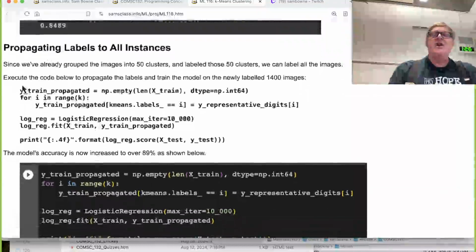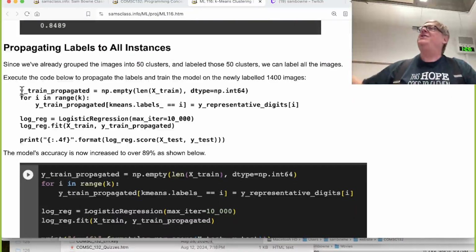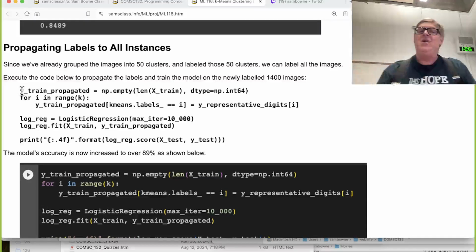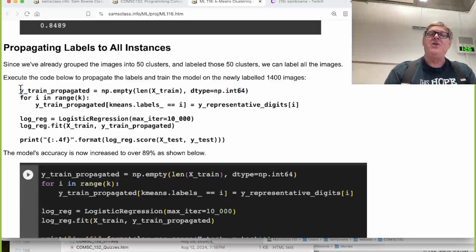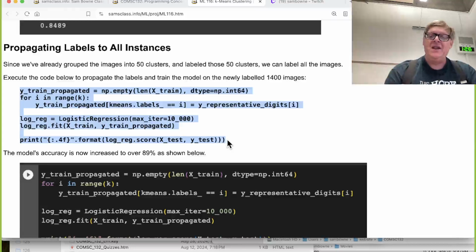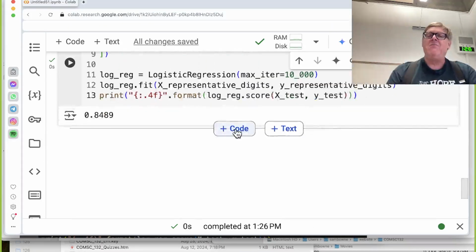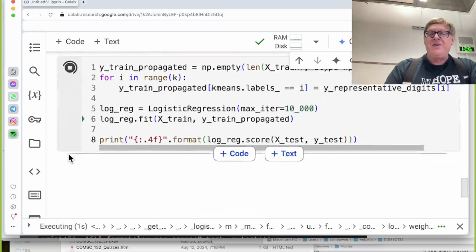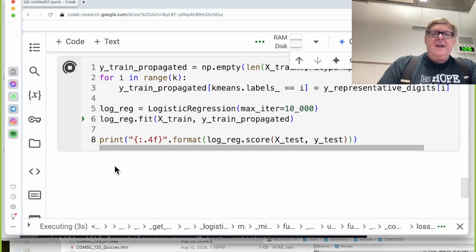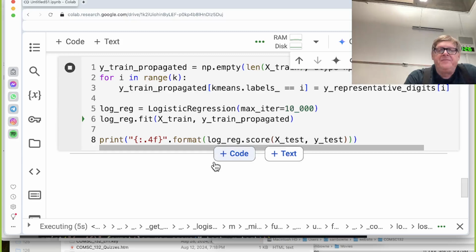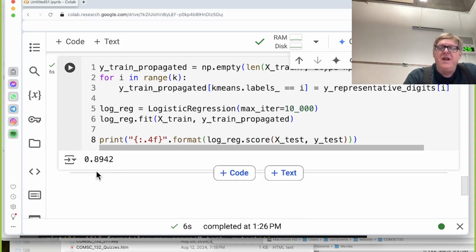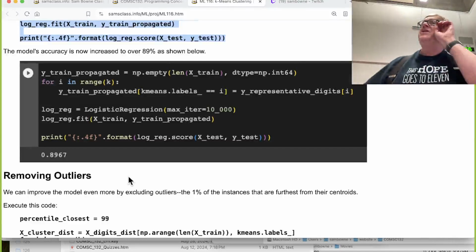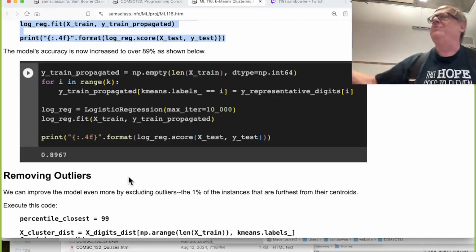But you can do even better. Now that I've labeled those 50, I can assume that all the ones in the k-means cluster around that centroid have the same label. So I can now propagate those labels to all instances and then train on that. So this is a way to multiply the power of my human trainers, my human categorizers. And when I do it, I get up to 89% correct. Now, I remember that I had 90 point something correct when I trained on all 1,400 labels, so I haven't caught up with that.